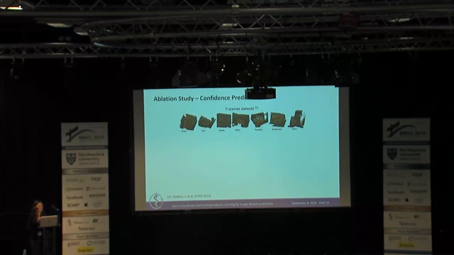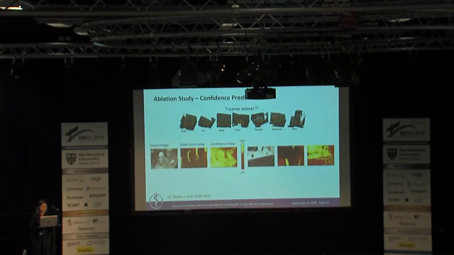We evaluated our method on the publicly available 7 Scenes dataset from Microsoft, which consists of 7 scenes, ground truth camera trajectories, RGB, as well as depth images. To evaluate our confidence prediction, here you can see some visual results where we show the input image to our network, the resulting point error map, distances between the ground truth and our predicted scene coordinates, and the resulting confidence map, which was regressed during the second step of our framework.